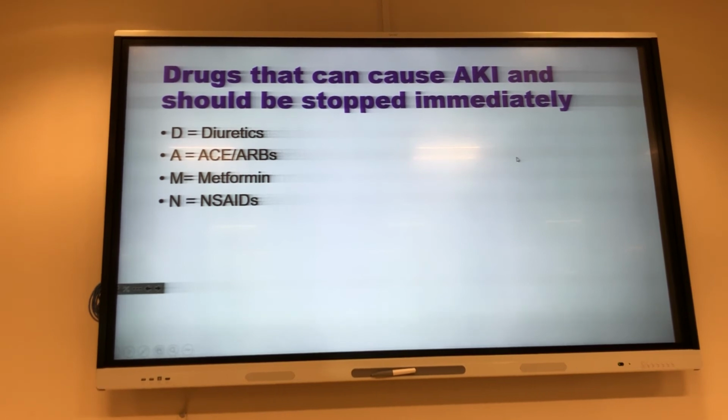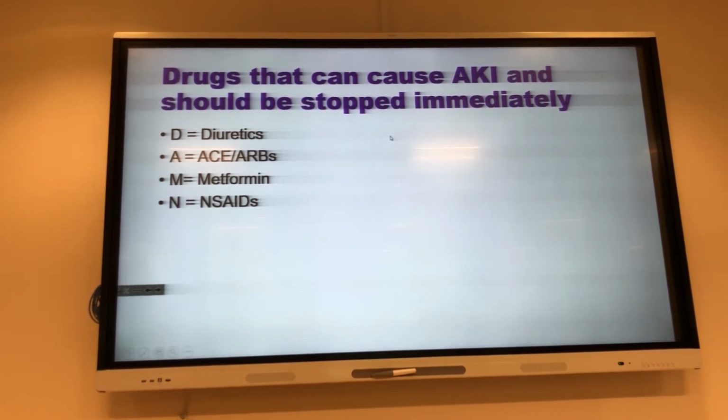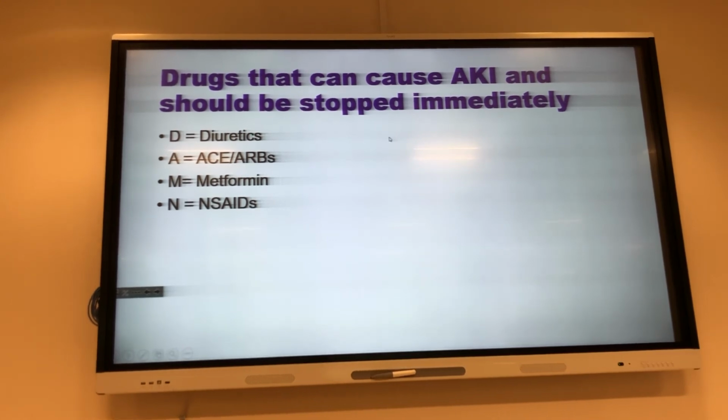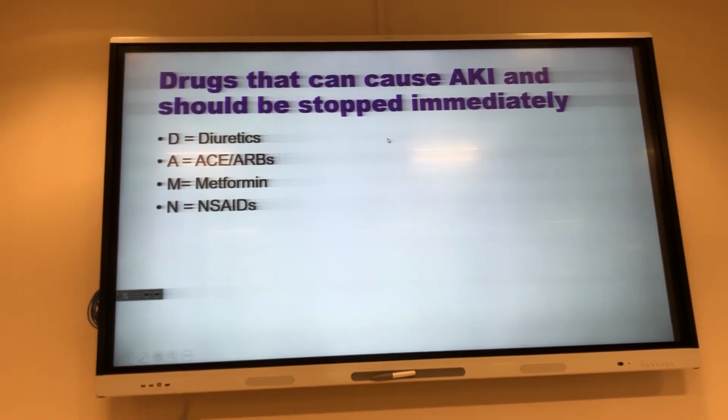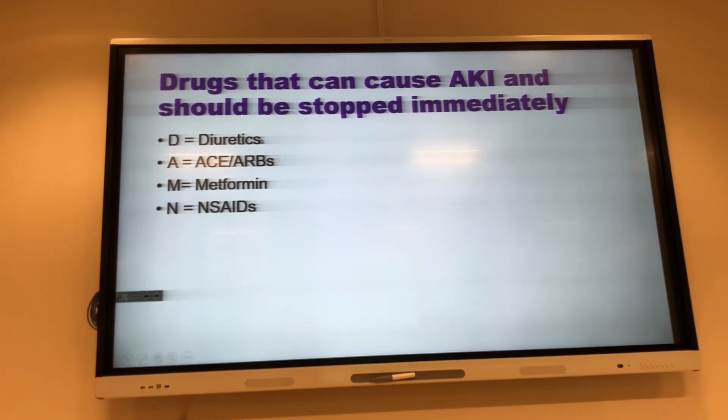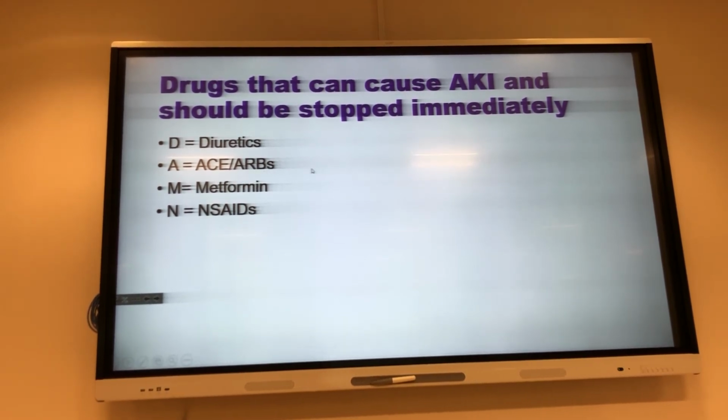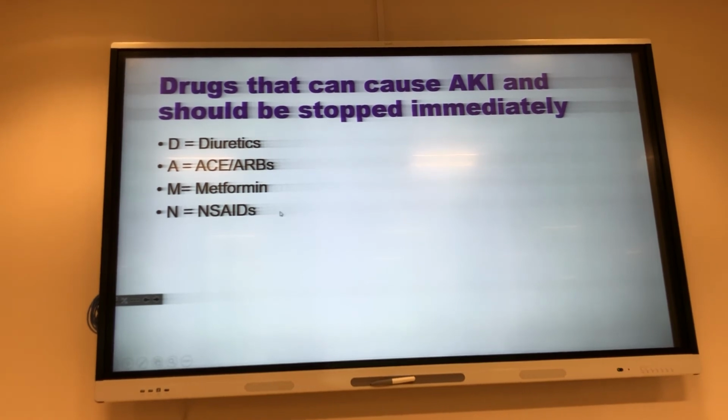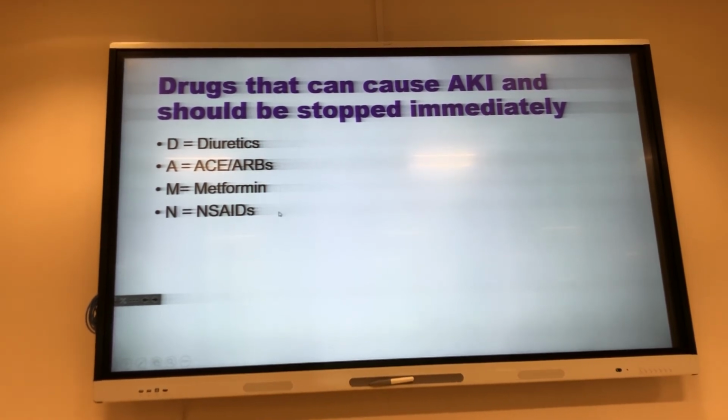Okay, so usually we look at the most common ones, which are the drugs that cause AKI and should be immediately stopped. We usually call them DAM drugs. DAM stands for diuretics, ACE inhibitors, ARBs, metformin, and NSAIDs. So these are the most common ones that you should know about.